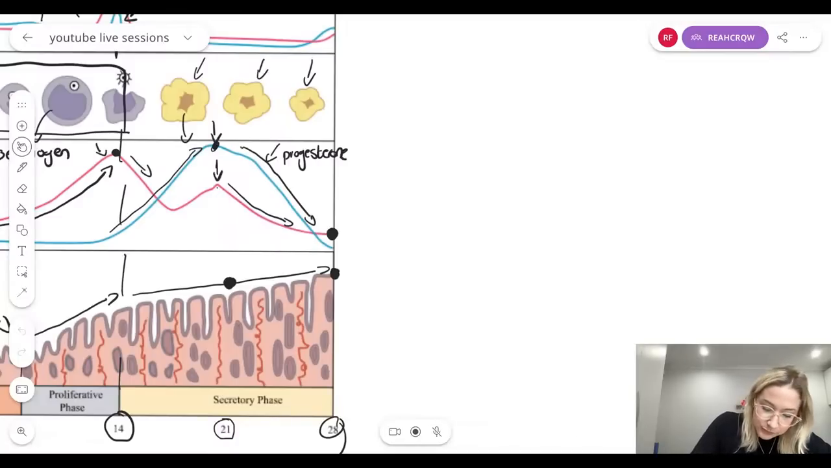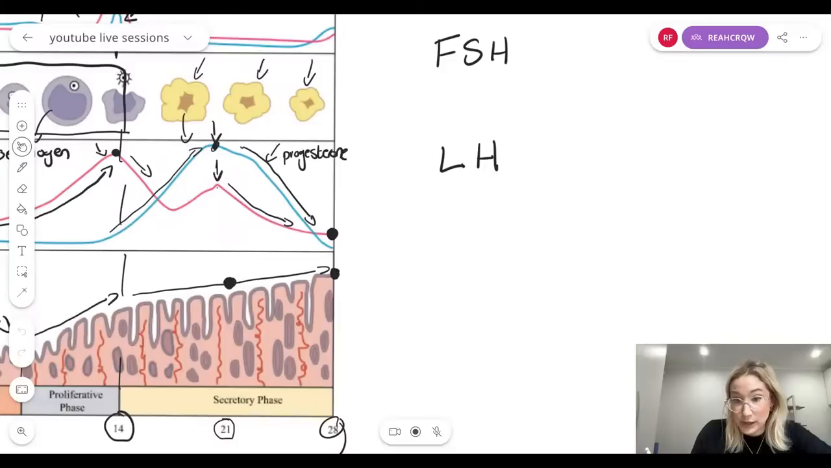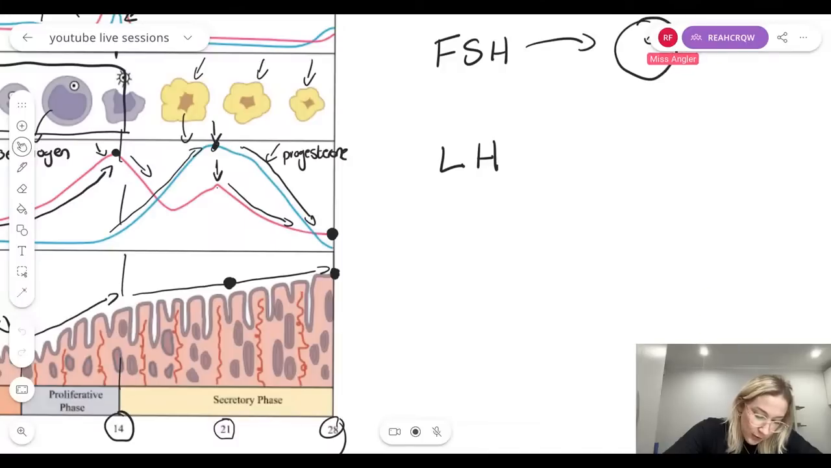There we go. So, FSH and LH, right? FSH is going to cause a follicle to grow. So that's my follicle with my egg, right?